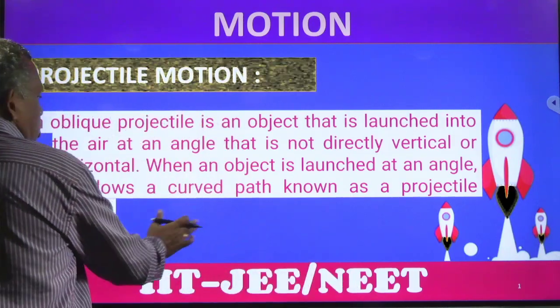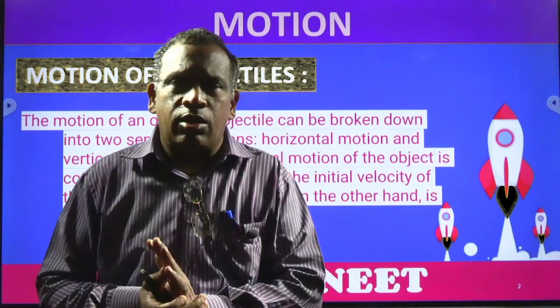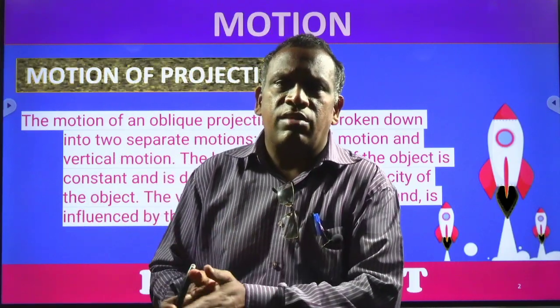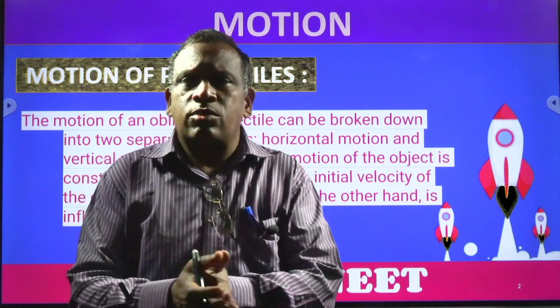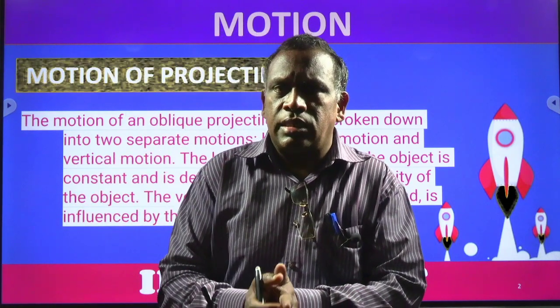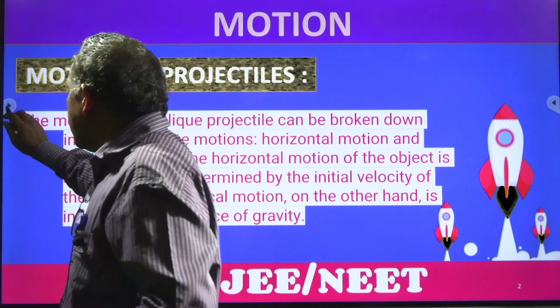In projectile motion, we consider the equations of kinematics: v is equal to u plus at, s is equal to ut plus half at square, v square minus u square is equal to 2as, and s_n is equal to u plus a into (n minus half). These are what we normally take.